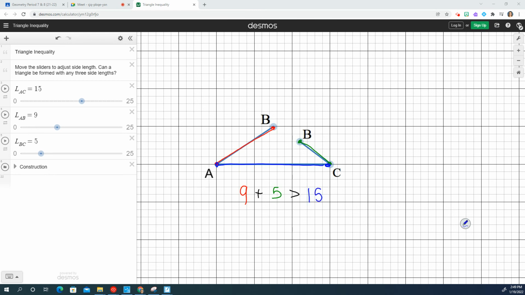So the reason why, according to this theorem, this doesn't form a triangle is because of that sum. What's the sum of 9 and 5, folks? 14. Is 14 greater than 15? No. So the sum of those 2 sides is not greater than the length of the 3rd side, so I would automatically know we would not be able to form a triangle. That's what this theorem says.